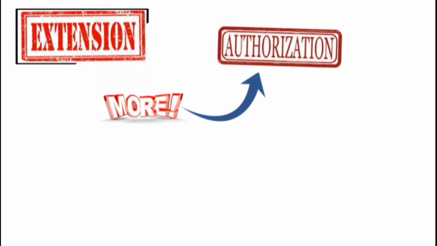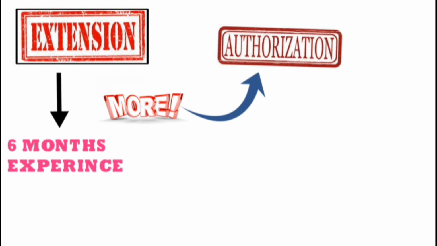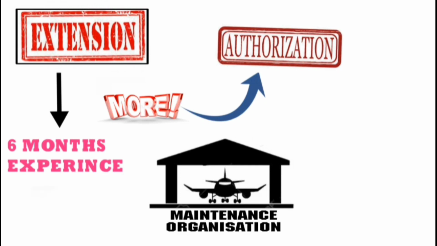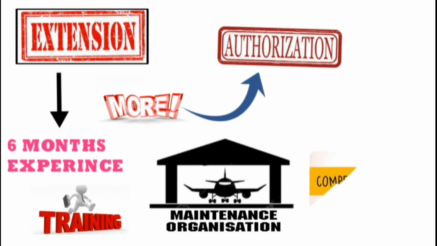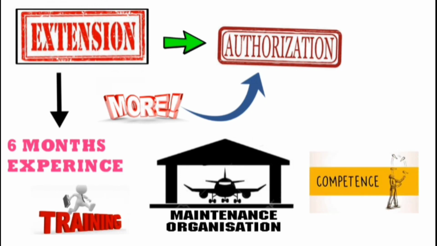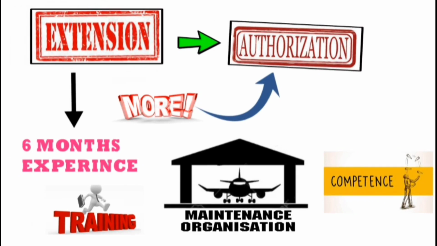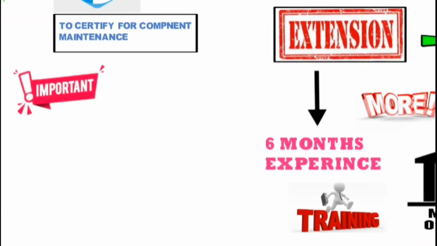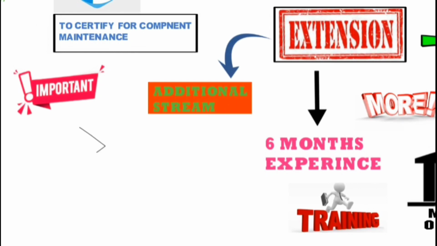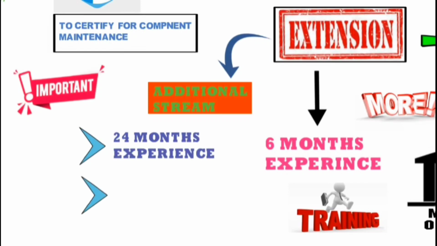For the extension of your scope, means you want to add more components in your authorization, you need 6 months of additional experience. Then again, the organization will give you training, check your competence, and the extension will be added in your authorization. Remember one important point over here, for the extension of additional stream, you should have 24 months of experience and the 6 months should be the recent one.